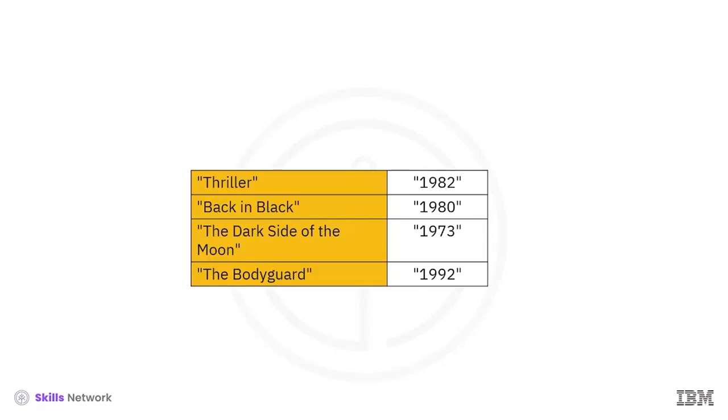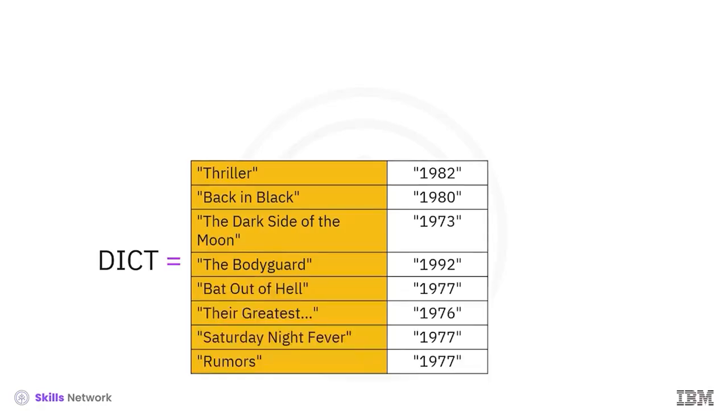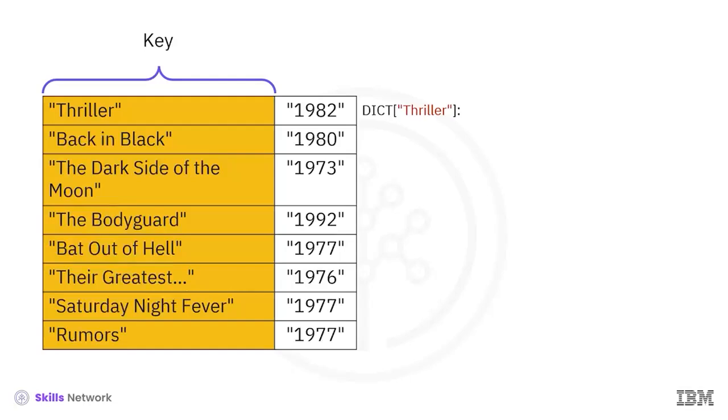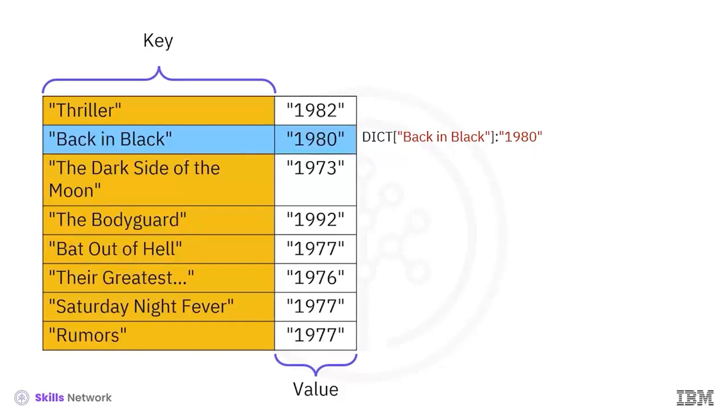We can add a few more examples to the dictionary. We can also assign the dictionary to a variable. The key is used to look up the value. We use square brackets. The argument is the key. This outputs the value. Using the key of Back in Black, this returns the value of 1980.